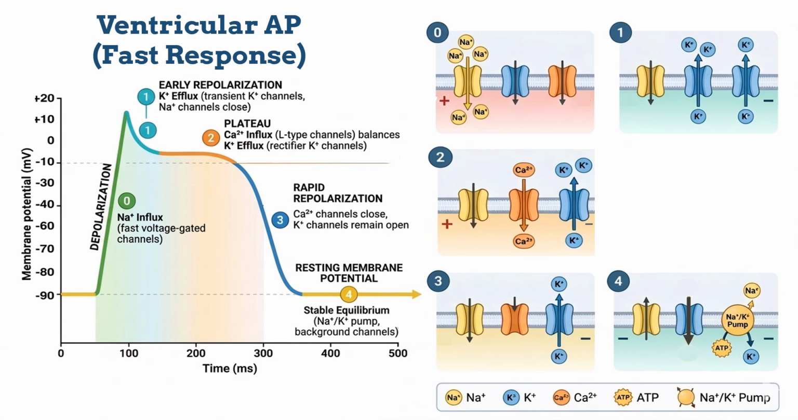Finally, phase 4 represents the resting membrane potential, where the cell remains stable due to high potassium permeability and the activity of the sodium-potassium pump until the next stimulus occurs.